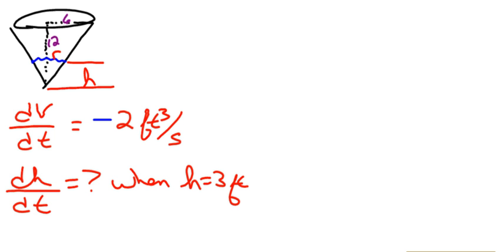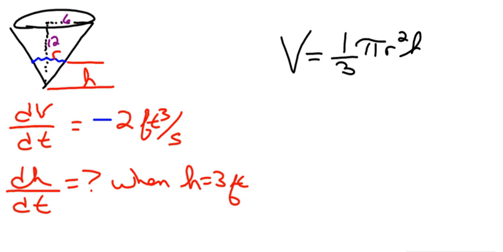Remember, we cannot plug in h equals 3 feet into any kind of formula yet, because that would freeze it or hold it or lock it into place. It becomes a constant, and it's not. I want to know what the rate of change is at that time, so I'm not going to do any substitution yet. So I need a generic or general formula for the volume of a cone. It should be 1/3 pi r squared times h, the height.